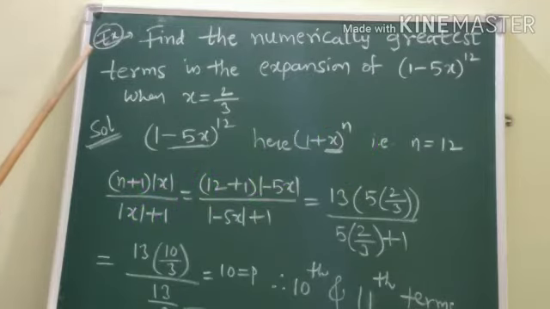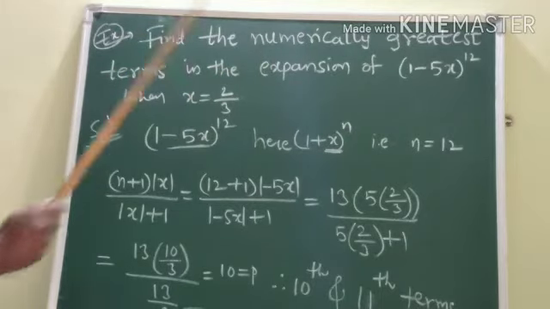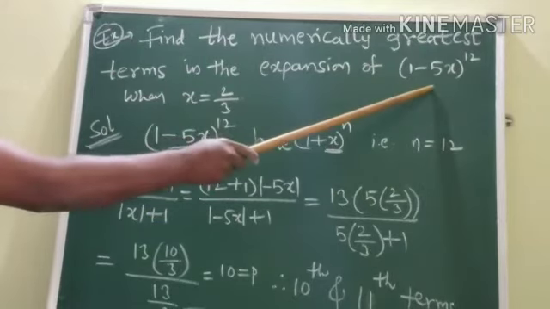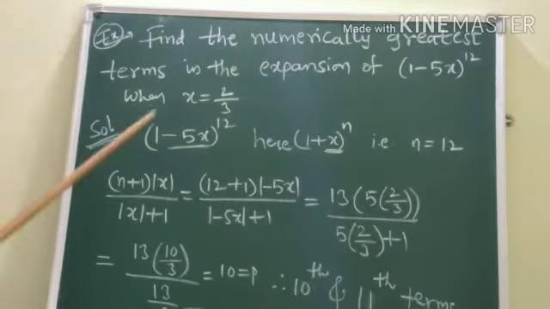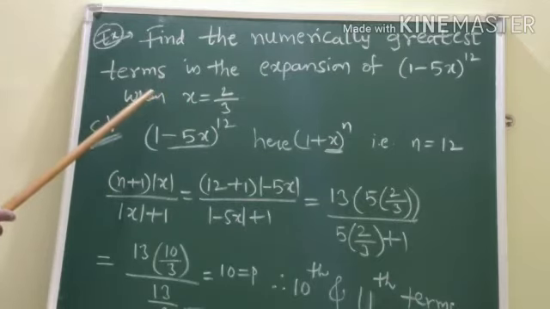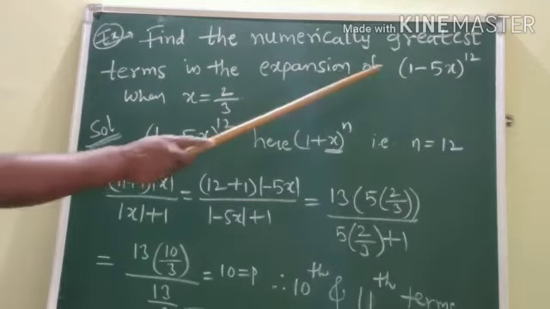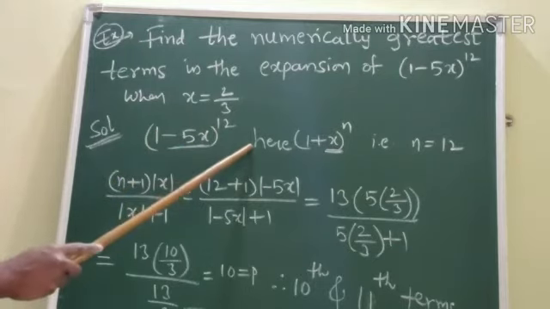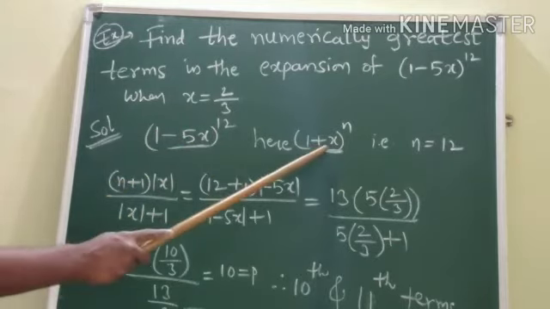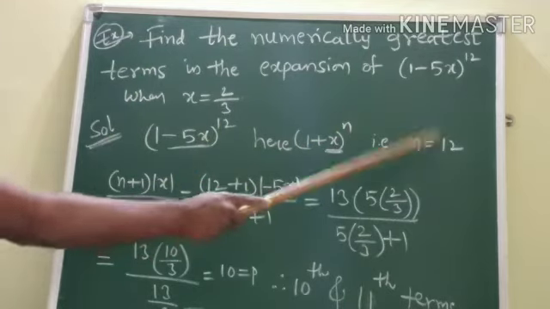Example on numerically greatest terms. Here the problem is: find the numerically greatest terms in the expansion of (1 - 5x)^12 when x = 2/3. Here we have to find numerically greatest terms. What is the given expansion? (1 - 5x)^12. That means it should be in the form (1 + x)^n. Here what is n? The n value is 12.